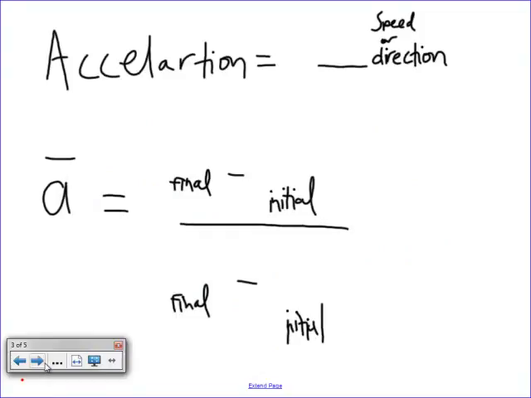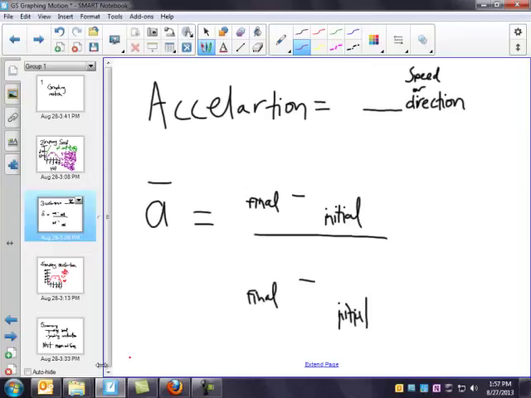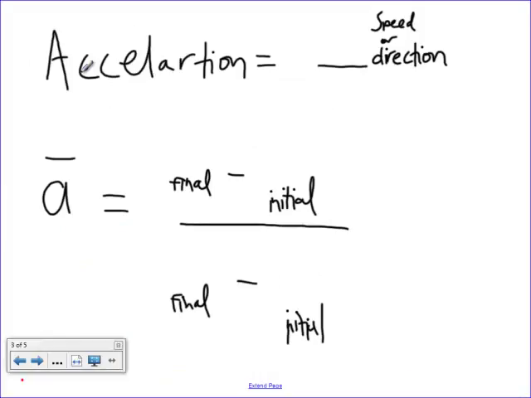Okay, acceleration. We're now going to define acceleration. Acceleration is the change in speed or direction, which is velocity over time. So again, acceleration is the change in velocity divided by the time.